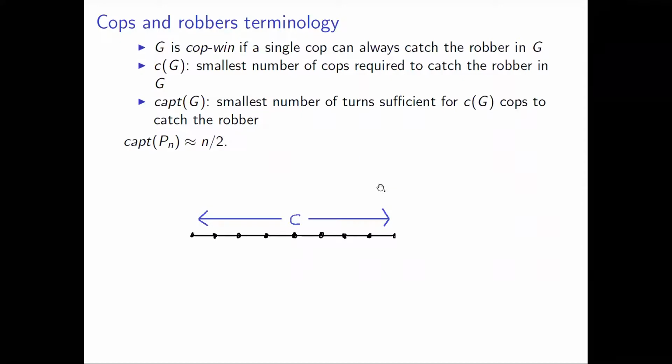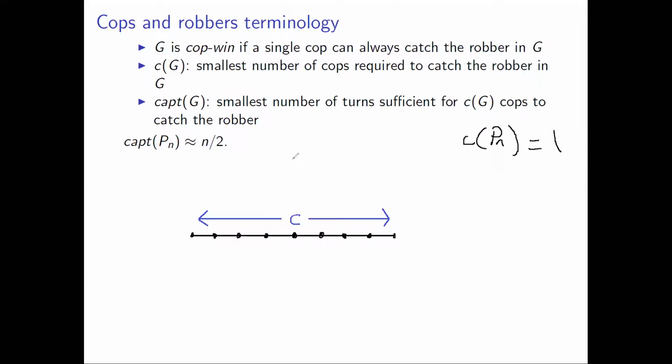So for example, if we consider the path of order n, and we want to calculate capt of Pn, the capture time of Pn, we want to find the smallest number of turns sufficient for the cop number of Pn cops, so c of Pn cops, to catch the robber on Pn. And remember that c of Pn, we proved on an earlier slide, equals 1. So for capt of Pn, we're trying to find the smallest number of turns sufficient for just a single cop to catch the robber.